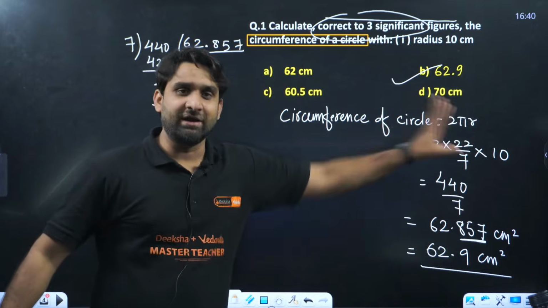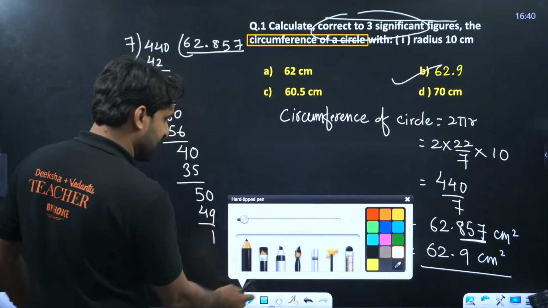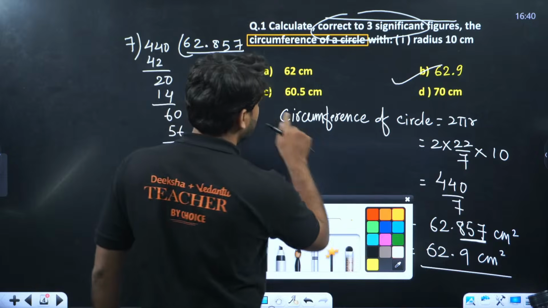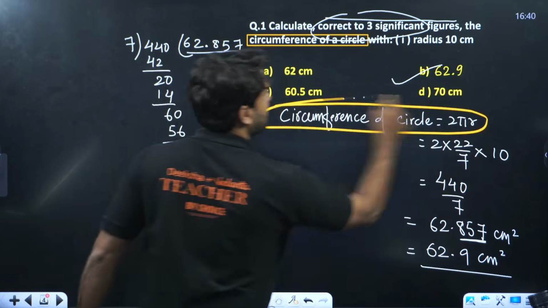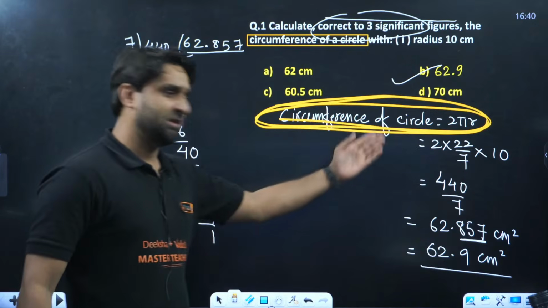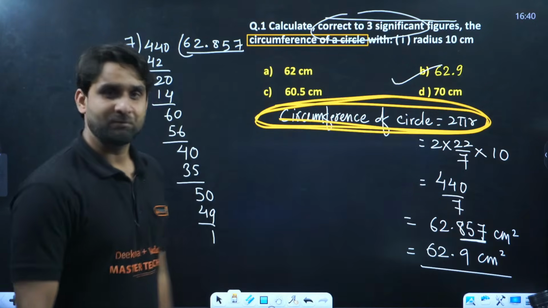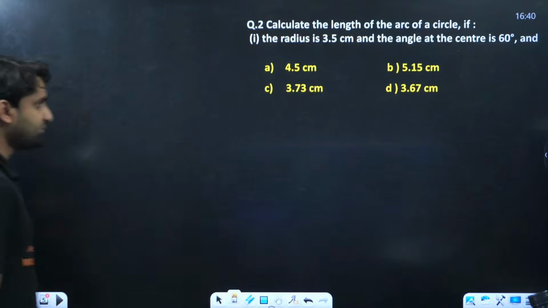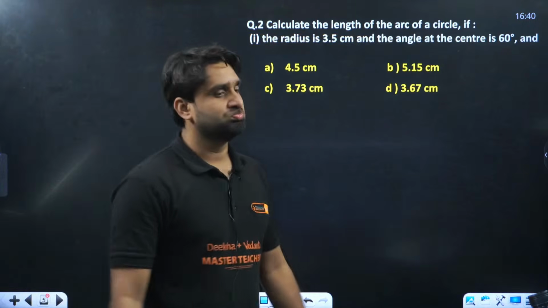Circumference of circle, direct formula. Look at the formula. For the circumference of the circle, we have a direct formula: 2 pi r. Using the formula, putting in the value, you get the answer. Clear? Moving ahead. Question number 2.